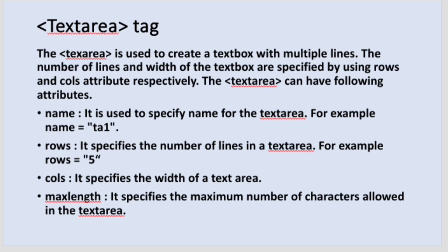So textarea attributes are: first, name. It is used to specify the name of the textarea. For example, name is equal to ta1. Rows, it specifies the number of lines in a textarea. For example, rows is equal to 5. And cols, it specifies the width of the textarea. Cols can be 6 or 10 or multiples of that. Max length, it specifies the maximum number of characters allowed in the textarea. It can be 150, 200 or 300. That depends on the form creator, how many characters he wants to allow in that particular box.